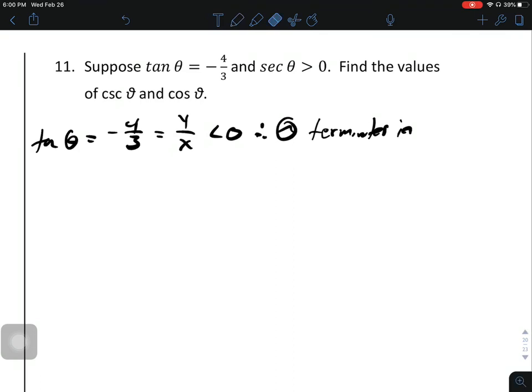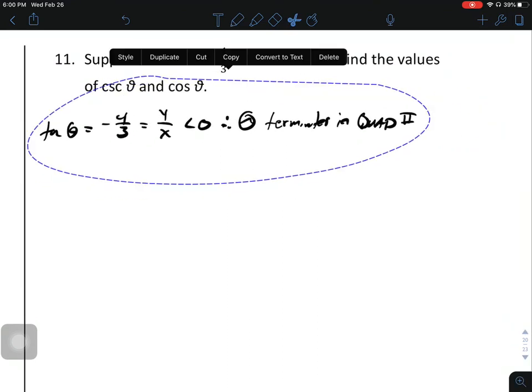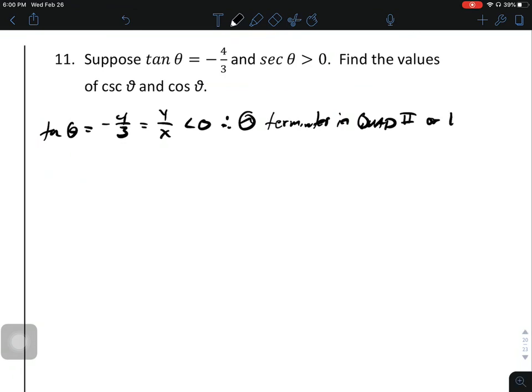I told you, when I get in a hurry, I write so much more sloppy. It takes more time. It's going to fall in quadrant 2 or 4, because in quadrant 2, the signs are different, and in quadrant 4, the signs are different. Secant of theta is r over x, and that's bigger than 0. So that tells us that theta terminates right of the y-axis.